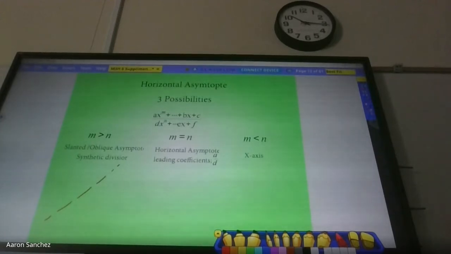That one you have to use synthetic division to figure it out. There's a black eraser on it. You guys remember synthetic division? It was hard.